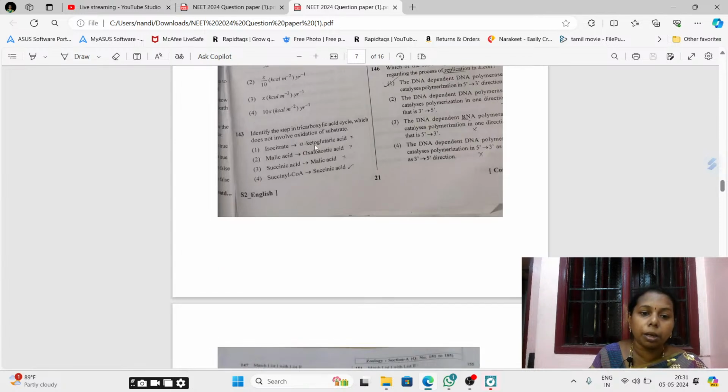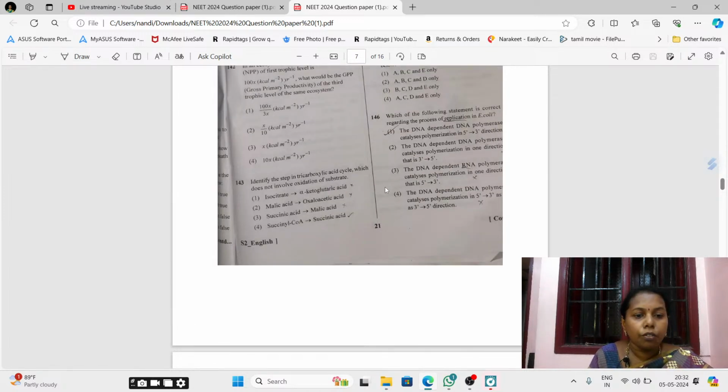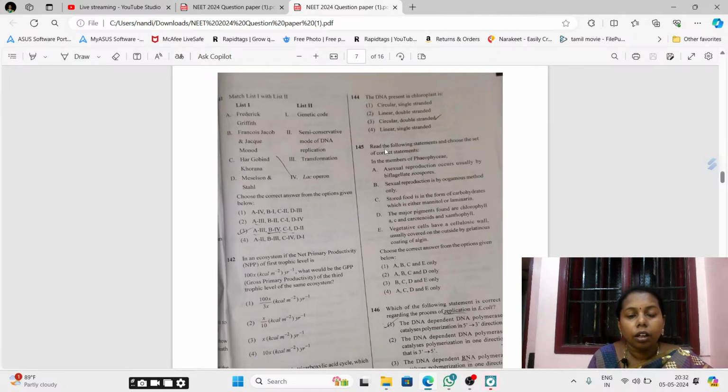Now identify the step in tricarboxylic acid cycle which does not involve oxidation. Oxidation is succinyl-CoA to succinic acid, so which is in the option 4. Now 144. The DNA present in chloroplast is circular and double stranded is the correct answer. So 144 is option 3. 145. So 145 is in the option.